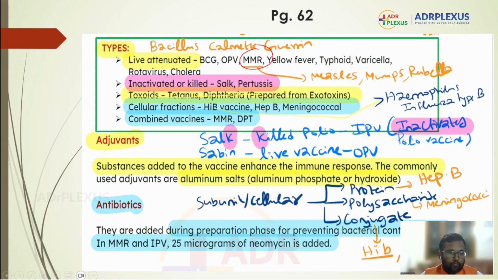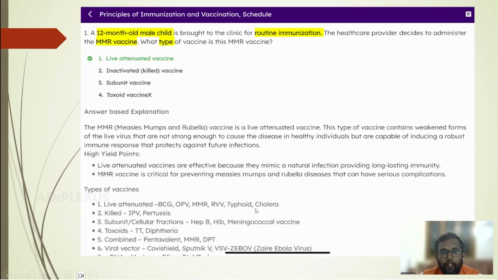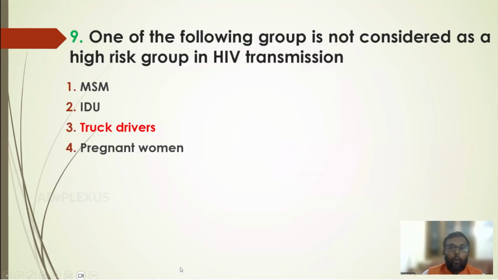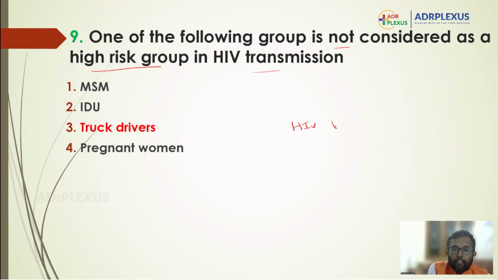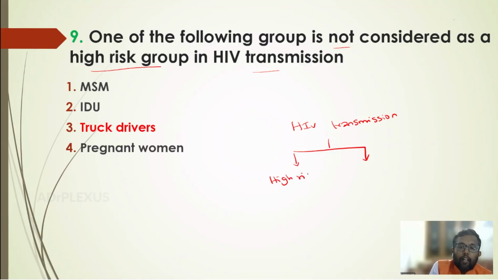Next. We saw the same thing in our question bank, the Q bank, live attenuated vaccine. One of the following groups is not considered as a high risk group in HIV transmission. See, in HIV transmission, in our National AIDS Control Program, in discussion you can generally see two groups. One is the high risk group and another is the bridge population.